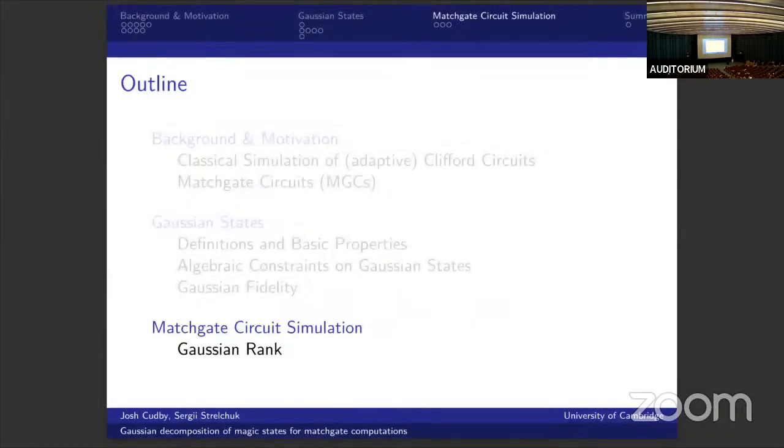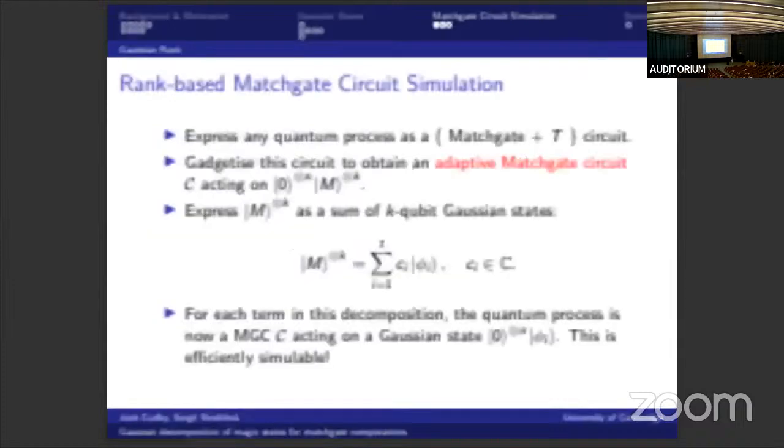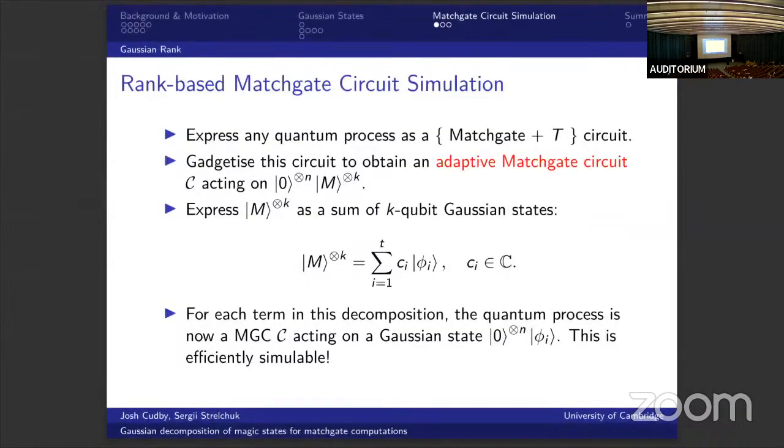Okay, so now I'm going to switch over to my final section and the whole purpose of this project, which was to try and look into matchgate circuit simulation. So first of all, how do we do matchgate circuit simulation? Well, it's very similar to the Clifford case. We take any quantum process we like, and we can write it as a matchgate plus swap circuit. Then we can gadgetize that circuit to obtain an adaptive matchgate circuit acting on n copies of the zero ket and k copies of this magic state M, which remember is on 4 qubits.